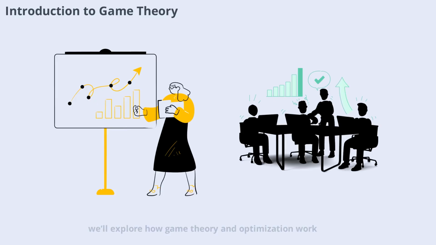In this video, we'll explore how game theory and optimization work hand in hand to solve real-world economic problems, from pricing strategies to resource allocation.